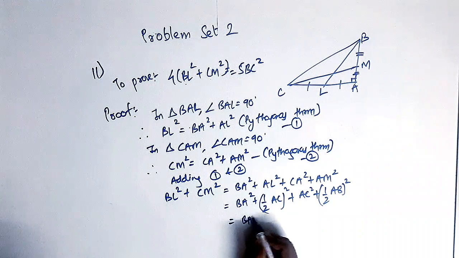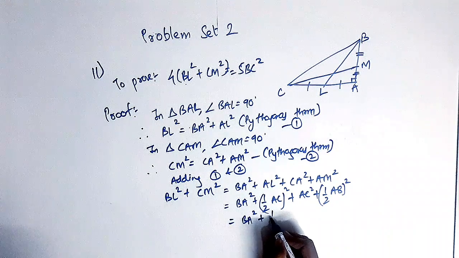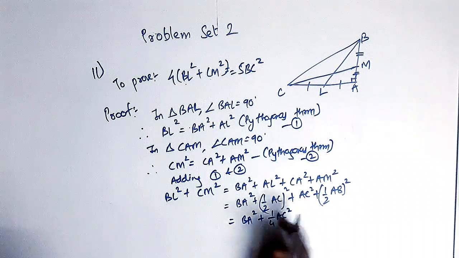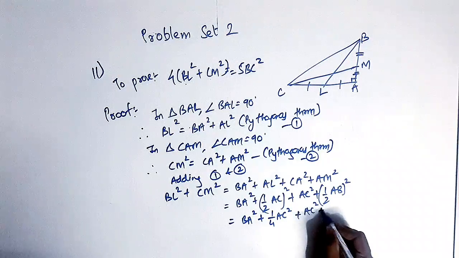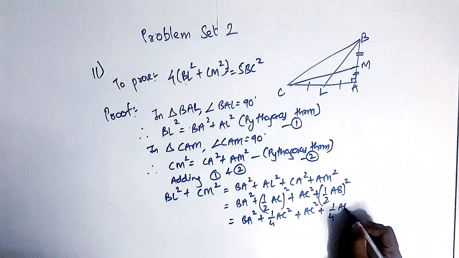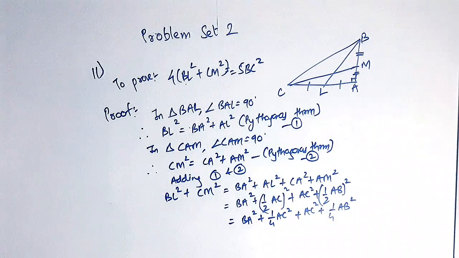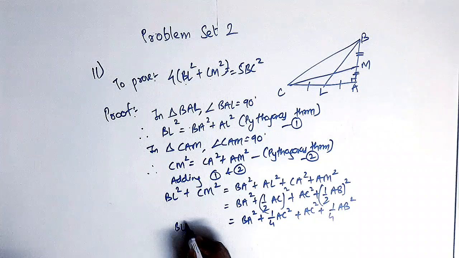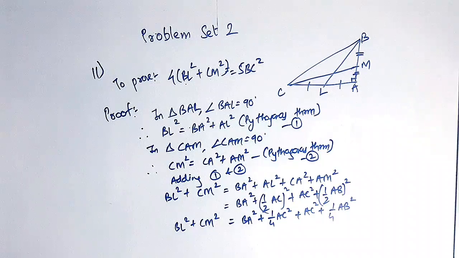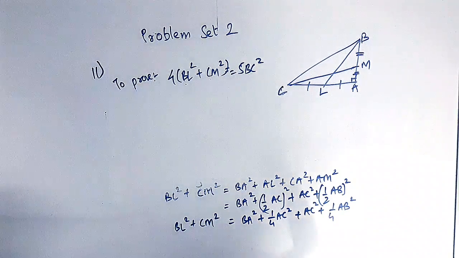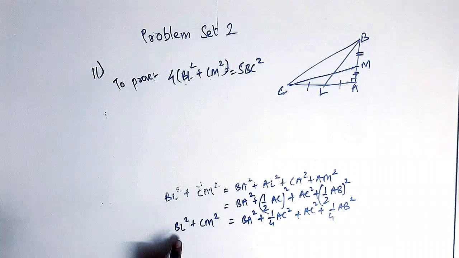Now this becomes BA square plus 1 upon 4 AC square, because I'll take the square of it, plus AC square plus this also becomes 1 upon 4 AB square. Okay, so we have reached up till here. BL square plus CM square is equal to this. Now I have just cleaned this so that I can write.